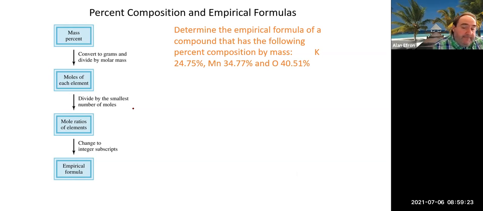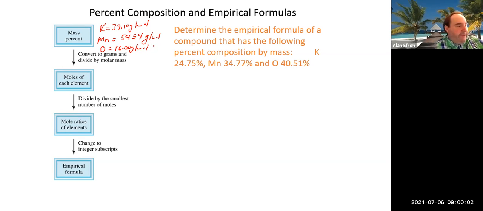It's found to have a percent composition of 24.75% potassium, 34.77% Mn, and oxygen, 40.51%. In case you need the periodic table, potassium is 39.10, and there's a new one, Mn, 54.94 grams per mole, I believe. And oxygen is 16. All right, take a few minutes. We're looking for the empirical formula. Again, follow those steps we just talked about and see what you come up with.